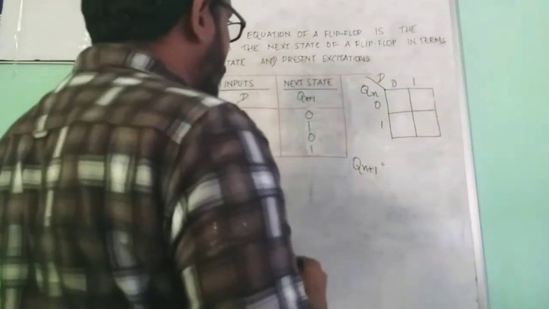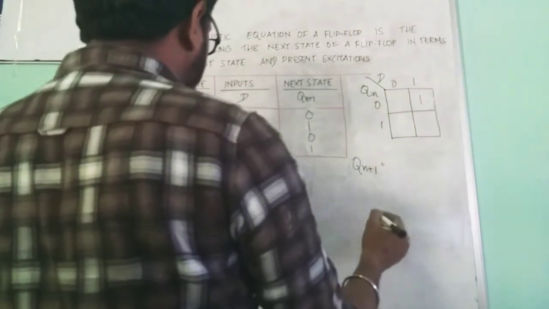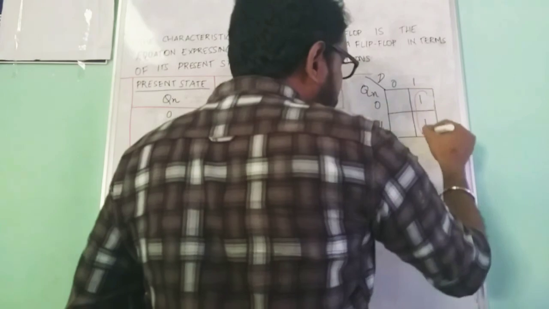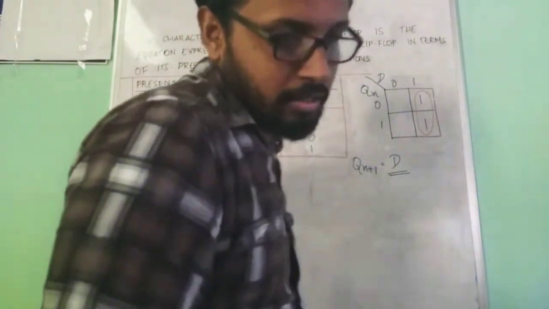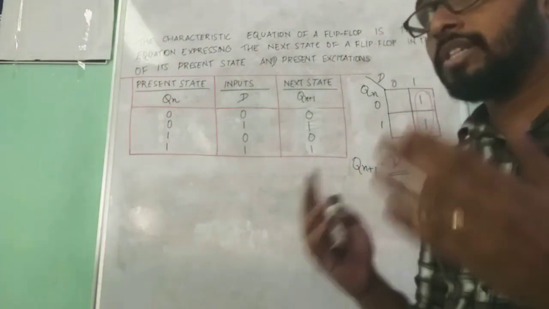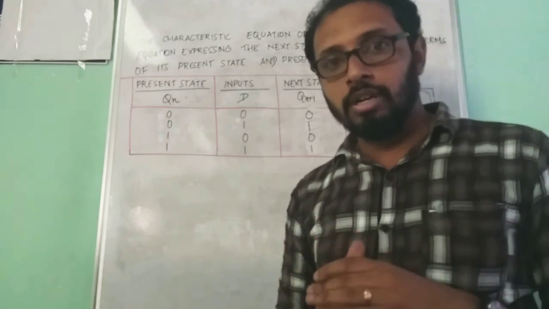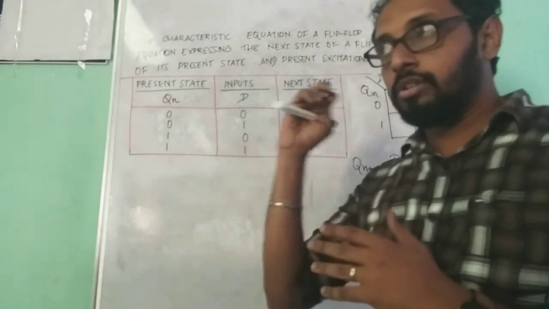Okay, so we go for the K-map. 0, 1 will have 1 value and 1, 1 will have 1 value. Okay, so we go for the grouping. And how does the grouping happen? We project it leftwards, Qn gets cancelled, project upwards, we get the answer as D. Yes, the characteristic equation of the D flip-flop is Qn plus 1 is equal to D. Characteristic equation means the equation that we form for the next state based on the input and the present state.